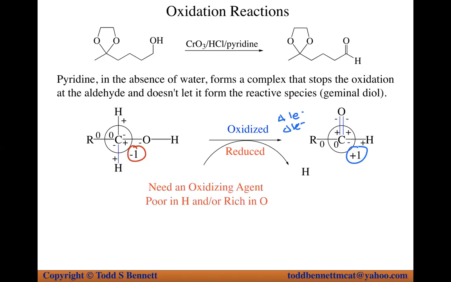So if it is getting oxidized, then the other reagent's getting reduced. The compound getting reduced is known as an oxidizing agent because oxidizing agents get reduced. To be an oxidizing agent, you must be poor in H, rich in O. So some of our candidates would include CrO3, as we'll learn, with HCl and pyridine. We could use KMnO4, but that goes all the way to the carboxylic acid. We could also use ones that are poor in H, as mentioned before. So we could use, if we're doing biochem, NAD+.